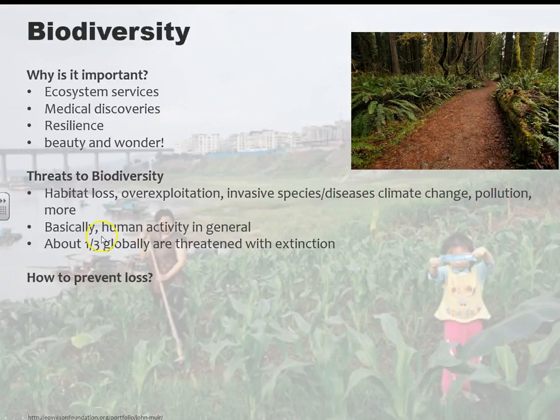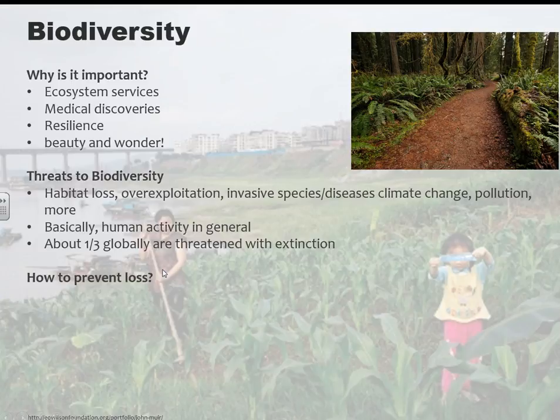Pollution is a big problem as well, and there's other things. So overall, it's really just human activity. I mean, that is the main threat to biodiversity loss. It's really human activity. So all these are human. And as the reading says, about a third of all species globally are threatened with extinction. That's a big deal. I mean, that's a lot.